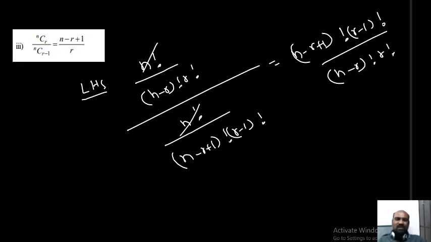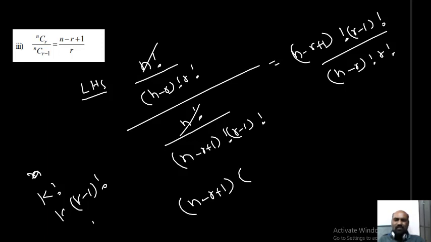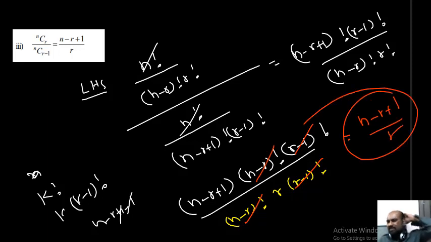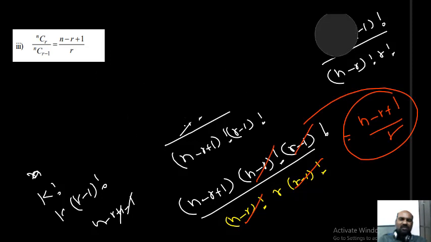More generally, k factorial can be written as k into (k minus 1) factorial. That's why this one can be written as (n minus r plus 1) into (n minus r plus 1 minus 1) factorial. The 1 gets cancelled. What happened? (n minus r) factorial, (r minus 1) factorial as it is, by (n minus r) factorial as it is. So r factorial means r into (r minus 1) factorial I can write. Okay students, what happened? This gets cancelled. This gets cancelled. What will we get? (n minus r plus 1) by r. In this way you can remember. But you should remember, that is important.